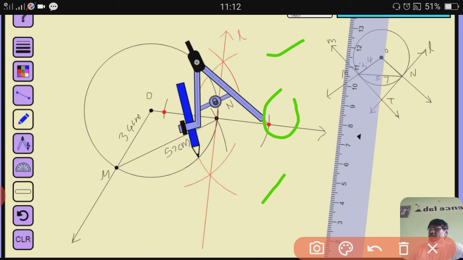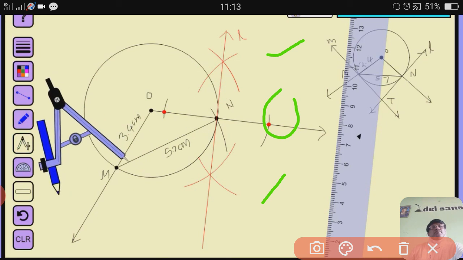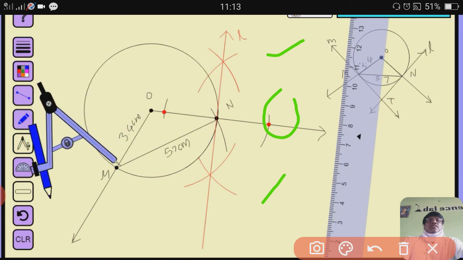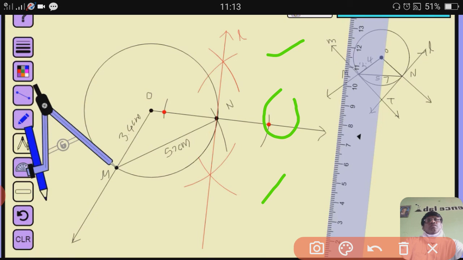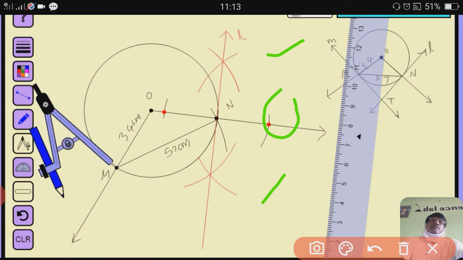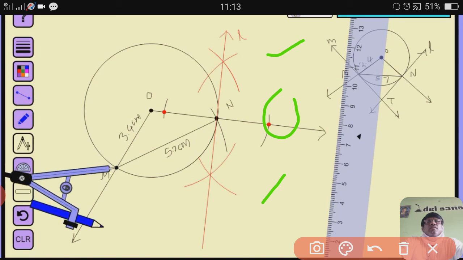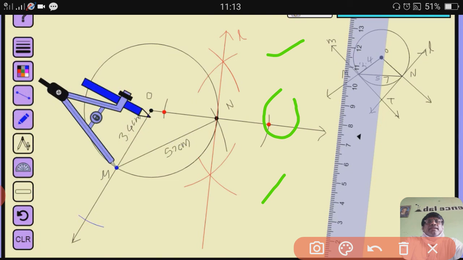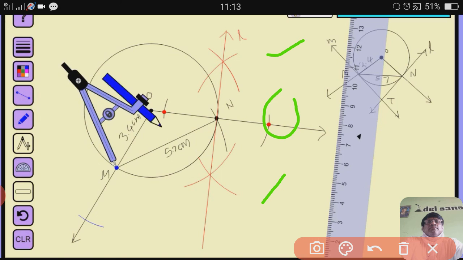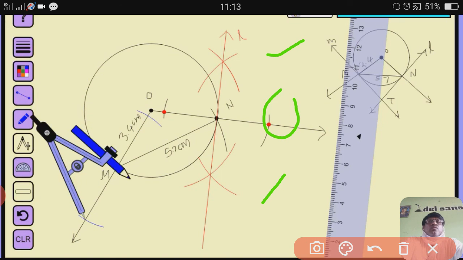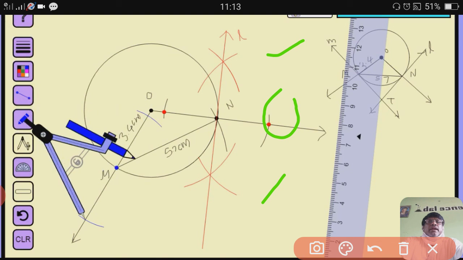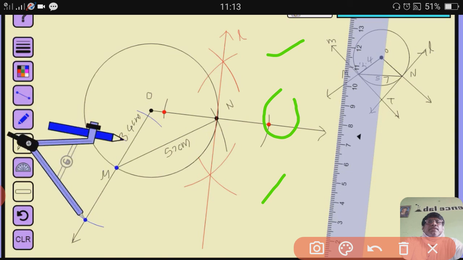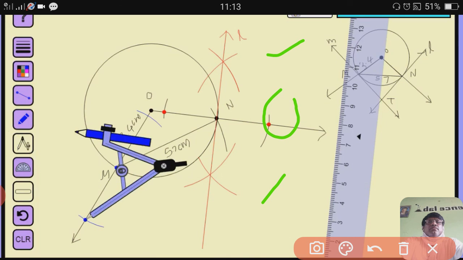And second, draw line M perpendicular at point M. Move the steel point on point M and draw arcs on the left side and right side of point M. Move the steel point outside the arc, where the distance between steel point and pencil is half the given mark.